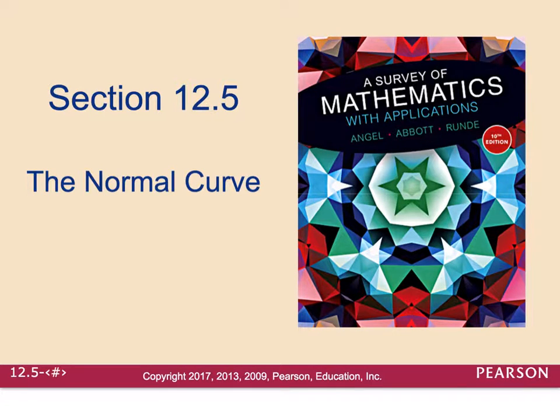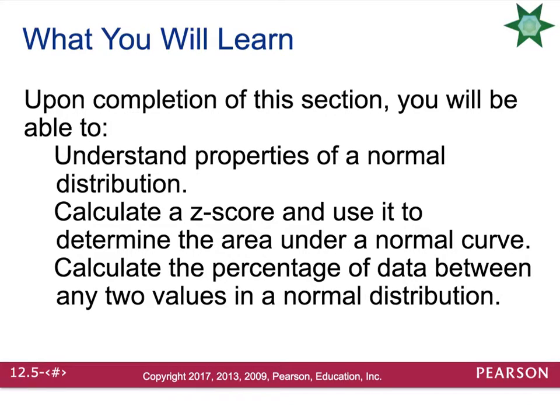Section 2.8 is all about the normal curve. In this section, we're going to do several things. First, we're going to look at the properties of a normal distribution. We'll calculate a z-score and use it to find the area under the normal curve. And then we'll take that area and calculate it into a percentage of the data that lies between these values.